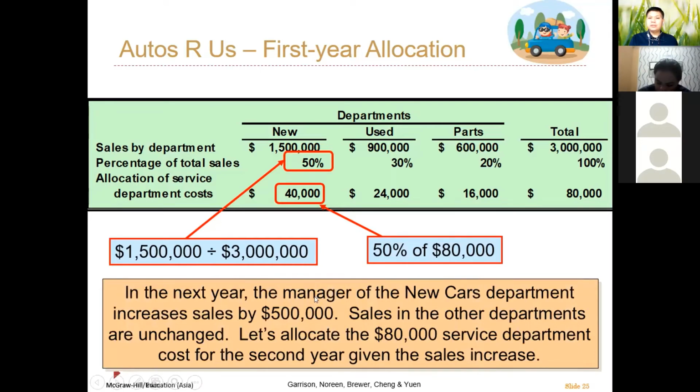Let us continue. Next year, the manager of the new cars increased sales by 500,000. So what are the sales now? 2 million. And used and parts did nothing. What would be the effect when it becomes 2 million? The total becomes 3.5 million. So what happens to the 50%? Will it increase? Yes, correct, it increases.